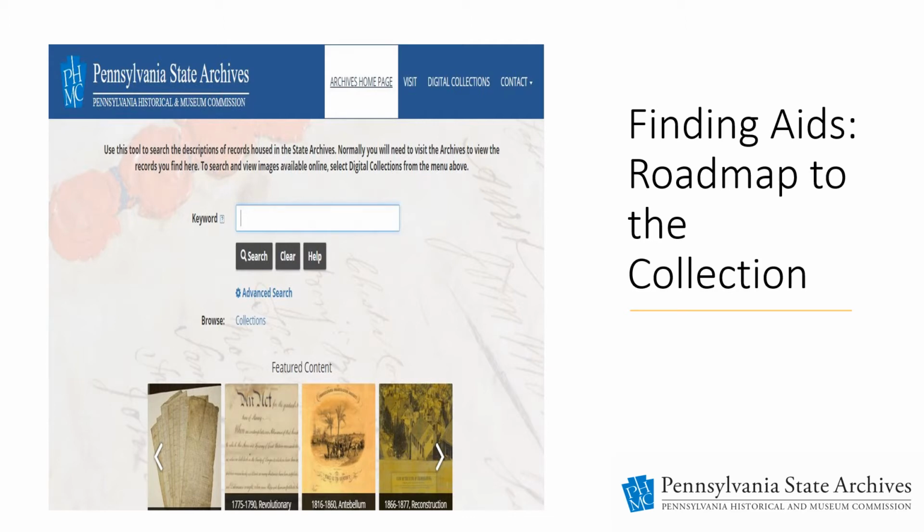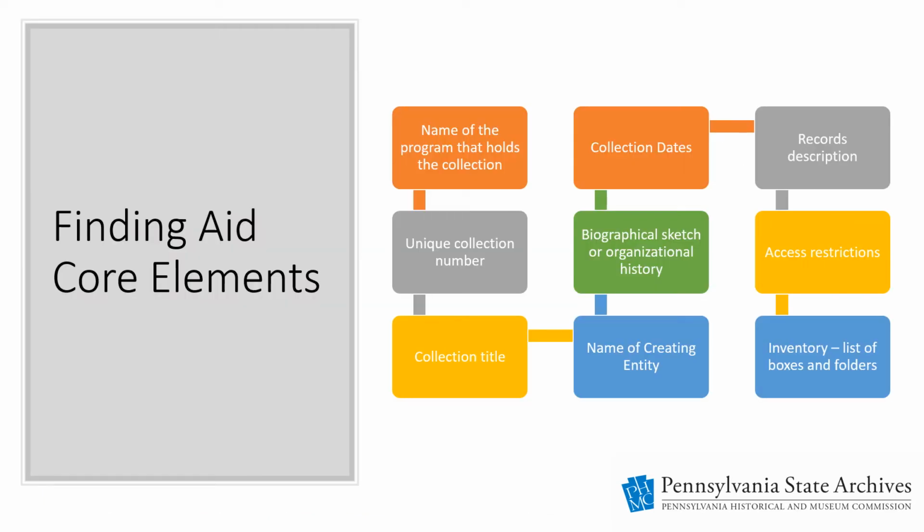Information from collection finding aids will vary from institution to institution, but at their very core, the following elements are the same. The name of the program that holds the collection, the unique collection number, and the collection title. No two archival collections are the same, so no two finding aids will be the same. But most comprehensive electronic and/or document-style finding aids will contain the following elements.